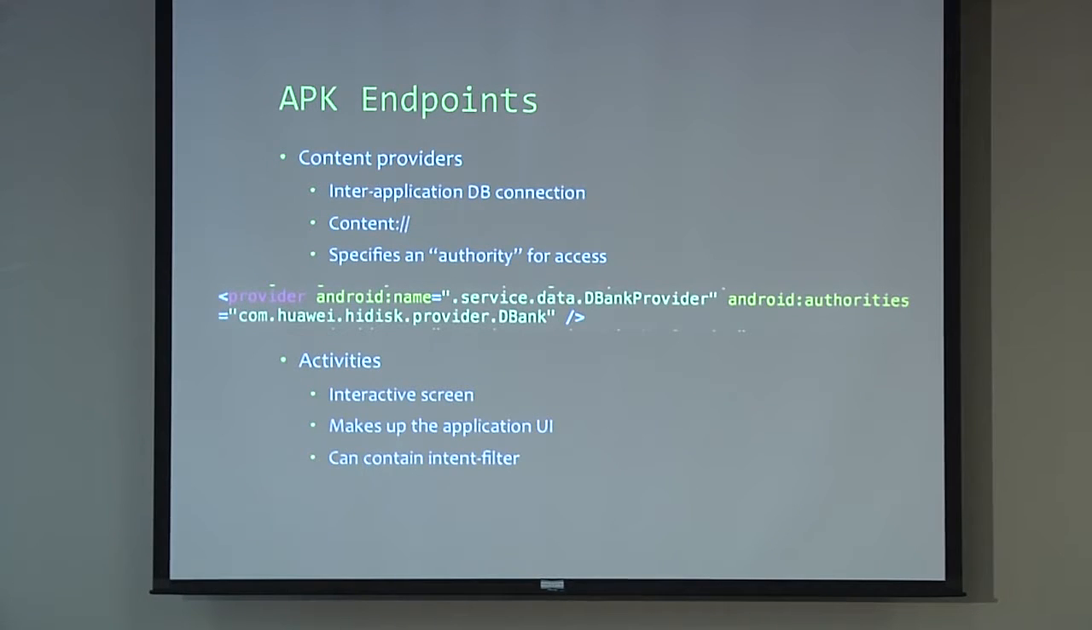Activities are what you see on your device. It's an interactive screen. It makes up the application UI. And it can contain an intent filter. So it can be launched using an intent from ADB or from another application. So that allows you, like if you have an app and it says, look at your contacts, and you hit the button, it'll pop up the activity for your contacts. It may not have access to all of your contacts, just whichever one you select, right?